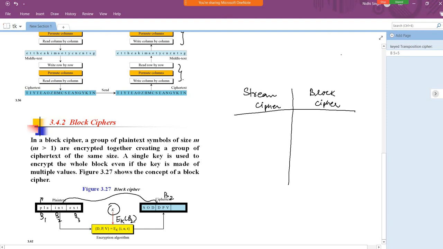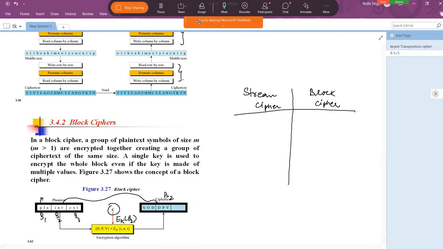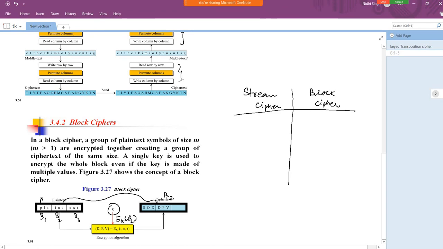So that is all about today's session. From tomorrow onwards, the first unit is finished, and I will start the second unit. First we have to cover the basic mathematics of cryptography. Then we will again jump to the traditional symmetric key ciphers that are used in real-time scenarios.